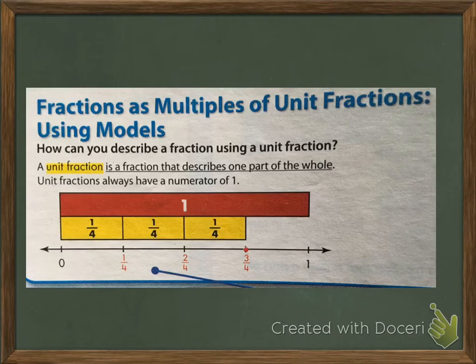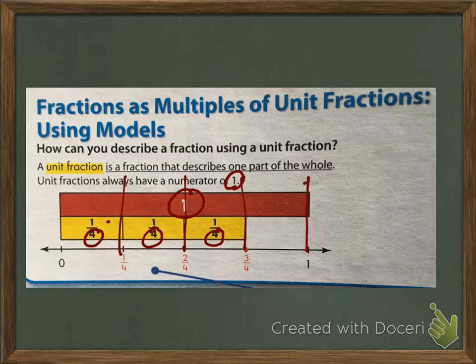Here's an example of a model showing unit fractions. A unit fraction is a fraction that describes one part of a whole. And a unit fraction always has a numerator of 1. Always. So if we look at this bar, it has a whole of 1 whole. And this whole is broken up into fourths. That's what the denominator tells us. So it's broken up into 4 pieces.